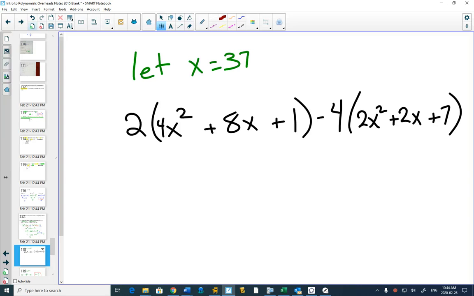Yes, I am actually expecting you to do this without a calculator. Go. And you'll see why once you do it. But before you do it, it looks impossible, because you don't know what 37 times 37 is.